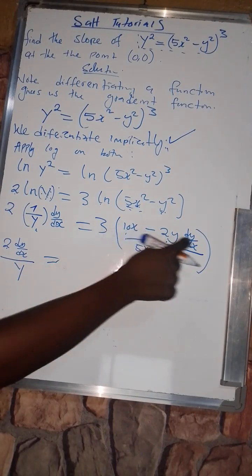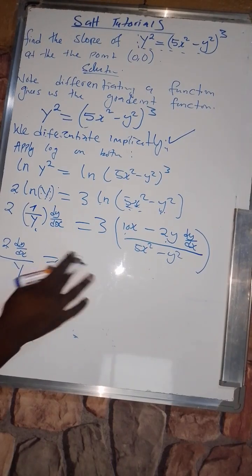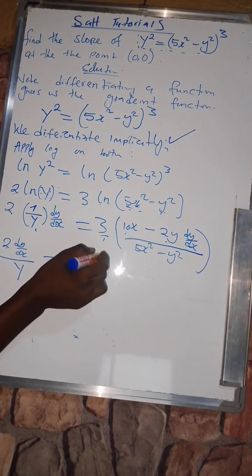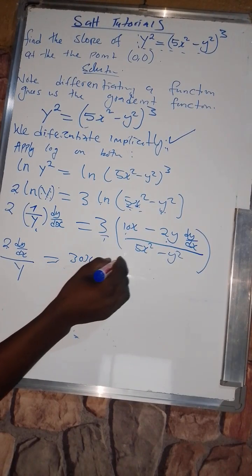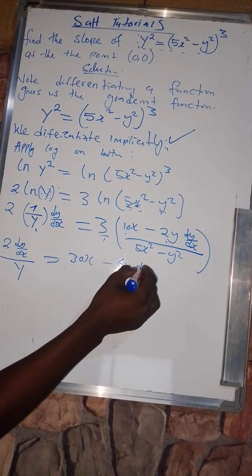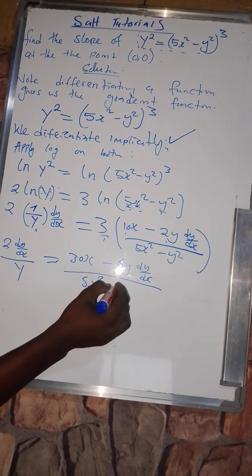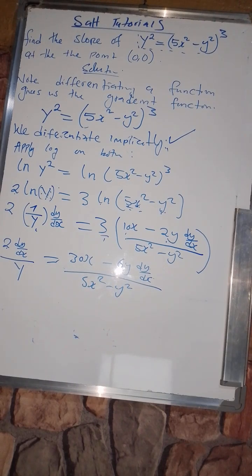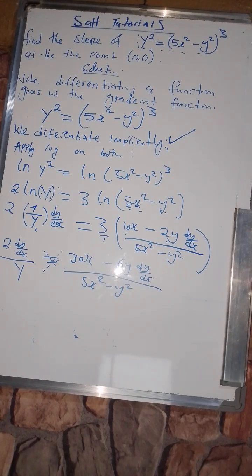I'm going to have 10 times, this is 1 over 1, so 3 times everything to be 30x minus 6y dy/dx over 5x squared minus y squared. Then what can I do? I can do some cross multiplication from there, so that I can group some like terms. So I'm going to have this times everything, this times everything.